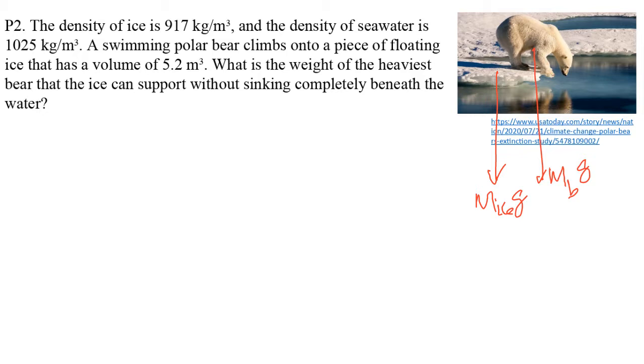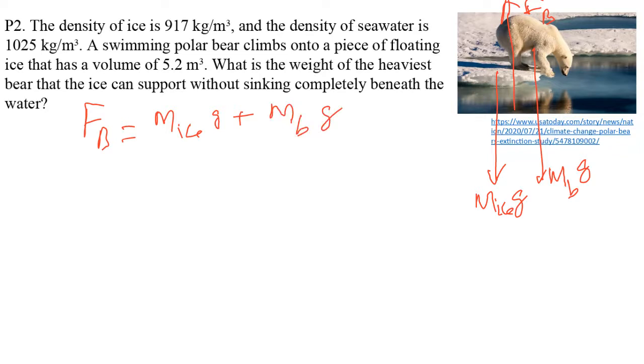So the question is, what do you think is balancing both of them? Well, the force that balances the bear and the ice is the buoyant force, which is going upward. I will call that FB. That's the buoyant force, the one that goes up. So basically, if you balance the forces, the buoyant force is equal to mass of the ice times g plus mass of the bear times g.